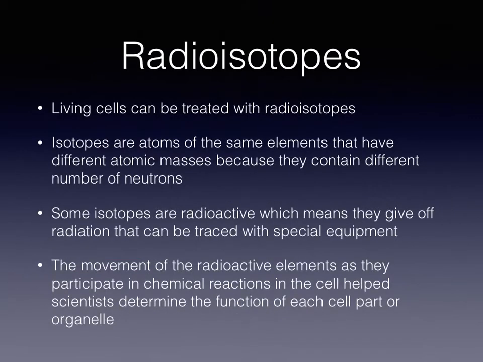Radioisotopes. Living cells can be treated with radioisotopes. Isotopes are atoms of the same element that have different atomic masses because they contain different numbers of neutrons. So, for example, you sometimes have carbon-12 or carbon-14. They have the same number of electrons and protons, but their neutron value is different. Some isotopes are radioactive, which means they can give off radiation that can be traced with special equipment.